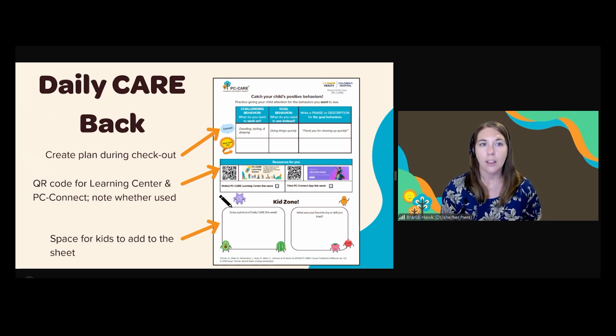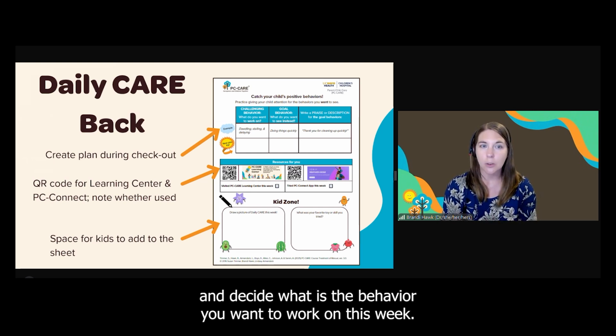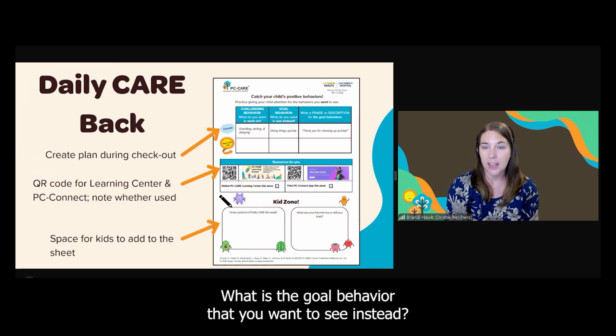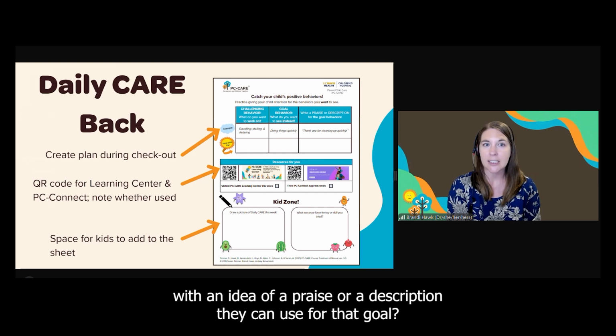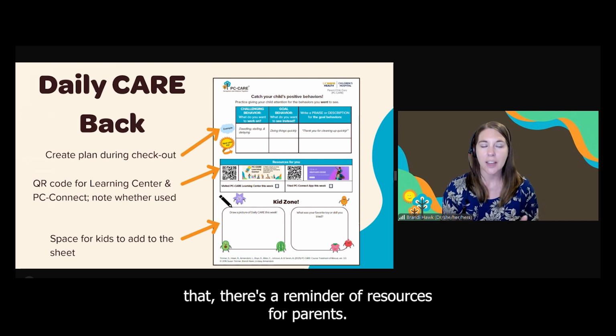Now you try is a time for you and the parent to sit down during checkout and decide what is the behavior you want to work on this week? What is the goal behavior that you want to see instead? And have the parent come up with an idea of a praise or a description they can use for that goal behavior. Under that, there's a reminder of resources for parents.